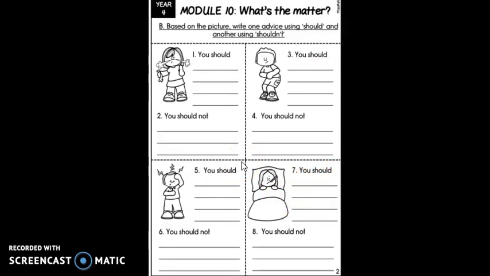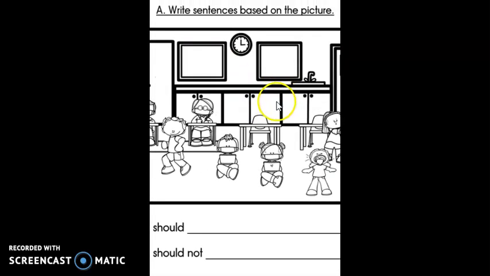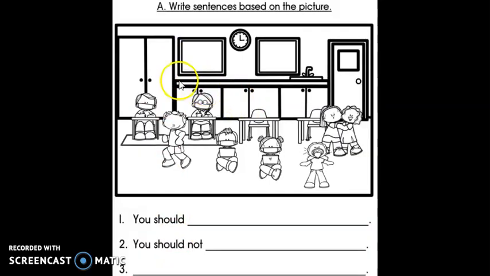Okay, your second exercise is, now let's look at the picture. Module 10, what's the matter? Write sentences based on the picture. Okay, let's look at the picture. What is it all about? Okay. So, basically, some of the students are wearing masks in class.